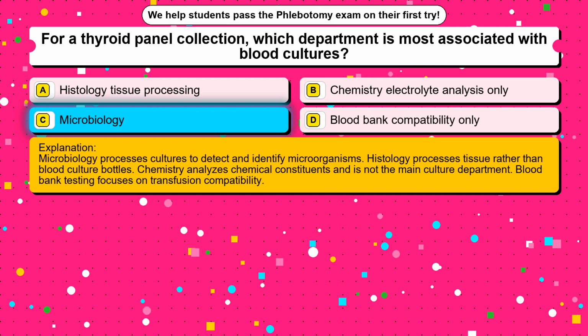Microbiology processes cultures to detect and identify microorganisms. Histology processes tissue rather than blood culture bottles. Chemistry analyzes chemical constituents and is not the main culture department. Blood bank testing focuses on transfusion compatibility.